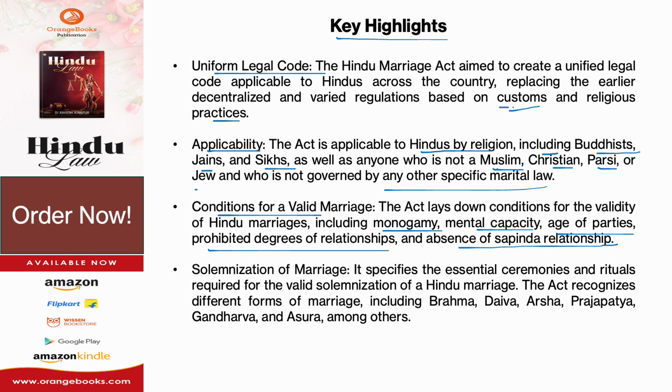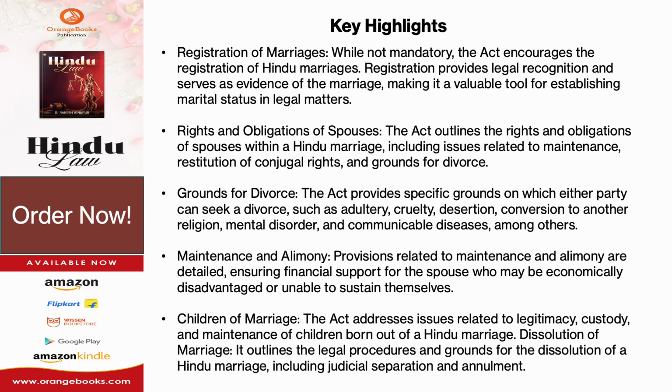What kind of marriages are accepted? There are various forms of marriages we discussed in the first unit: Brahma, Daiva, Arsha, Prajapatya, Gandharva, Asura, and others. You can go to the first video and see it. All the marriages are accepted based on prevailing customs and practices. Registration of marriages is dealt with under Section 8, but it is not mandatory, though it is better to get registered.